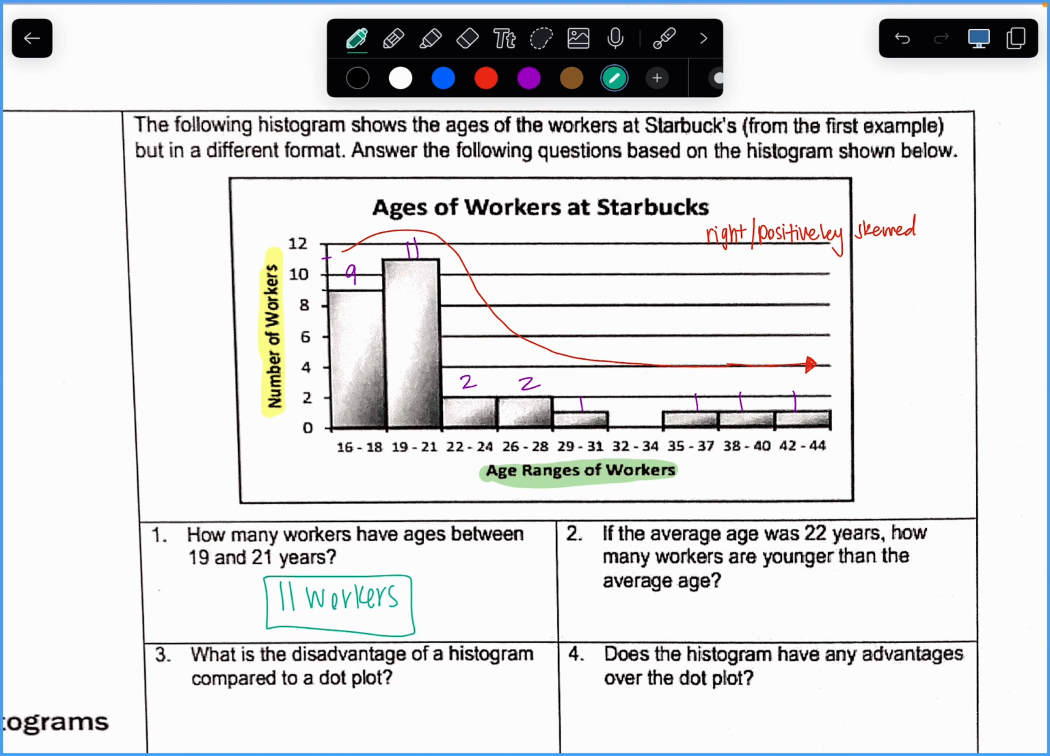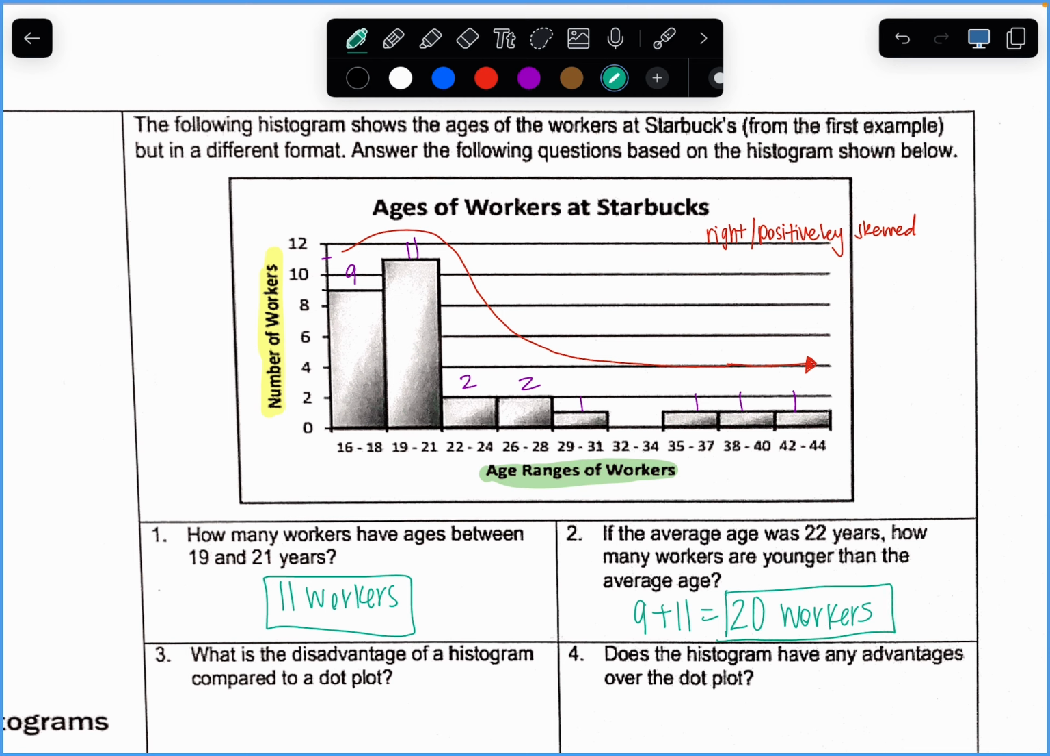If the average age was 22, how many workers are younger than the average age? 9. Think about it. If we know the average, so the 22 mark is right here, right? That's where 22. We want to see how many are younger than the age of 22. So younger means you're over here. You're 16, 17, 18, 19, 20, 21. So how many workers are there? 20. 9 plus 11 equals 20 workers.